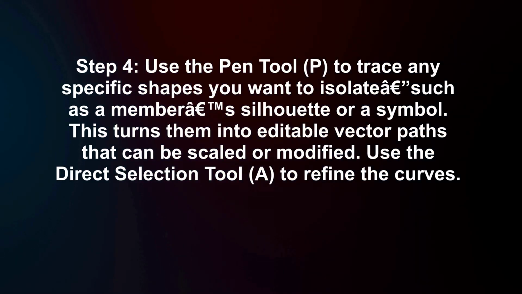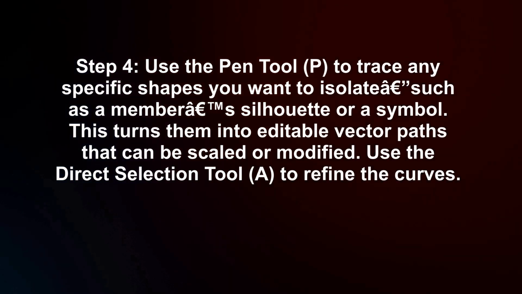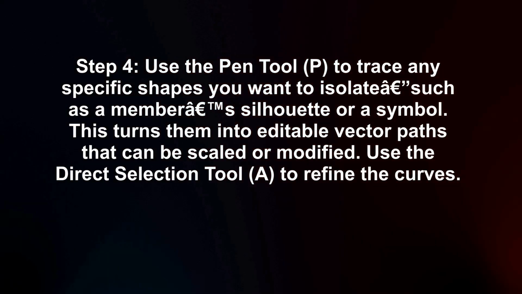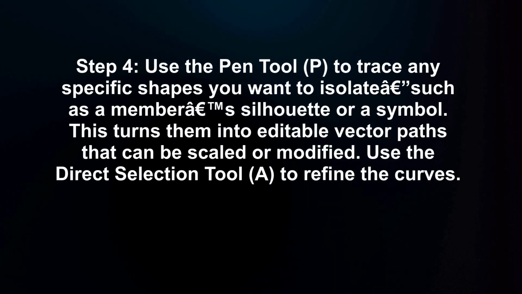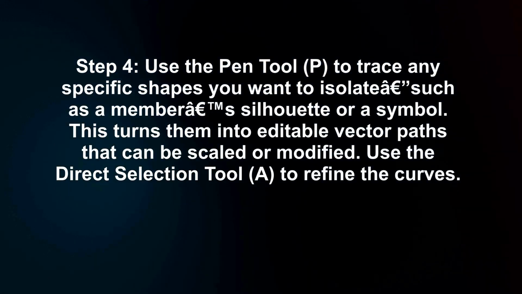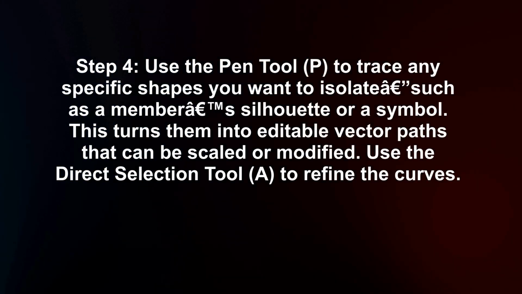Step 4. Use the Pen tool to trace any specific shapes you want to isolate, such as a member, a silhouette, or a symbol. This turns them into editable vector paths that can be scaled or modified. Use the Direct Selection tool to refine the curves.